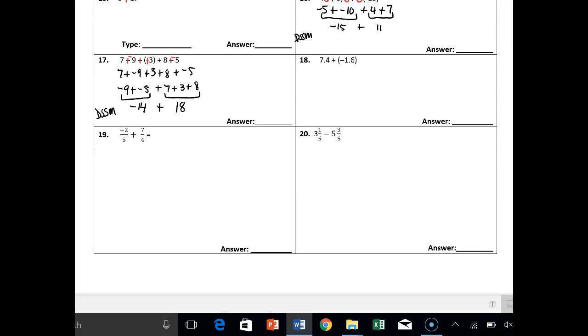And then for 19 and 20, you want to make sure that you find common denominators here. So let's say times 4, times 4, times 5, times 5. So you have negative 8 over 20 plus 35 over 20. And that's obviously DSSM, different signs, subtract, keep the sign that you have more of. I'll let you solve that.